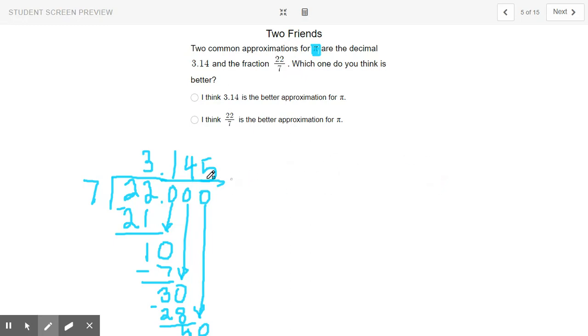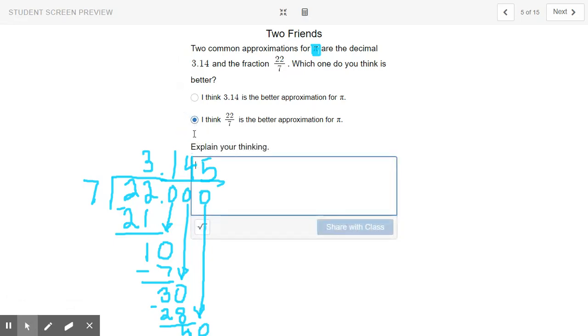So if we kept going with 22/7 and kept dividing, we'd get closer and closer to what pi actually is, right? So what this is telling me is that if we just use 3.14, it's not as accurate as the fraction version, because with the fraction we could keep going on and on, and it's going to represent pi. Okay? So this is a better approximation for pi.